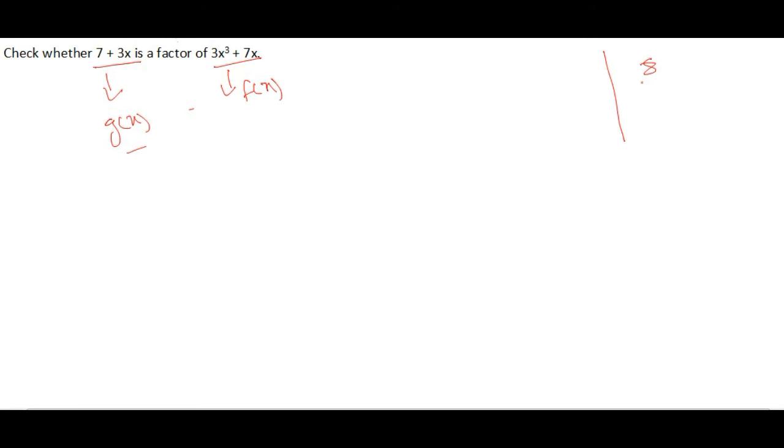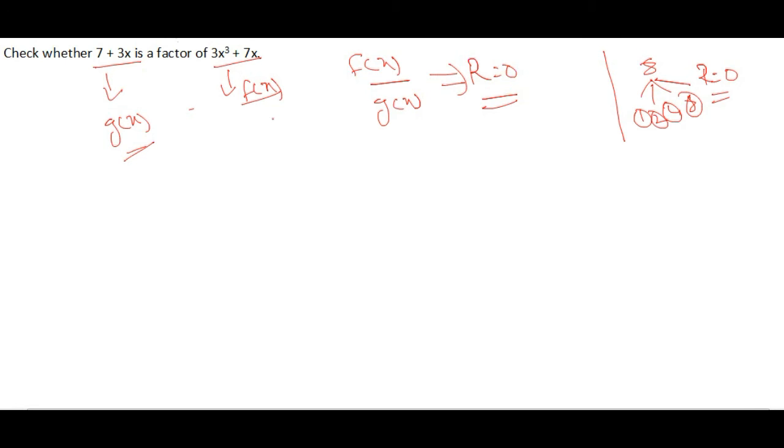Let's take an example. If I divide 8 by any of its factors, what can be the factors of 8? 1, 2, 4 and 8 itself. If I divide 8 by any of them, in all the cases I will get remainder equal to 0. Similarly in case of polynomials as well, if g x is a factor of f x, then when I divide f x upon g x, in this case the remainder will be equal to 0. So we have to check whether the remainder in this case is 0 or not.